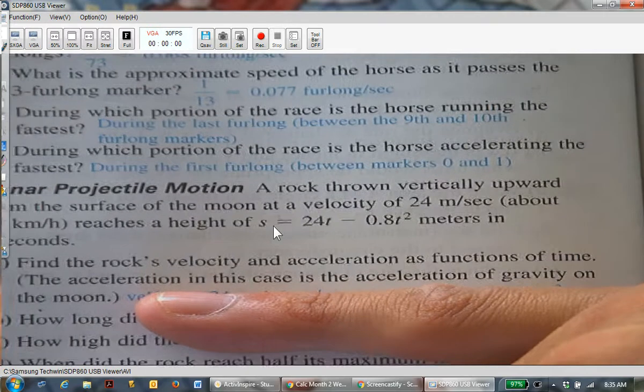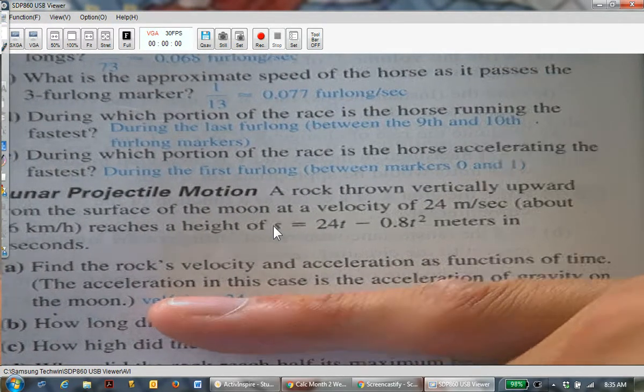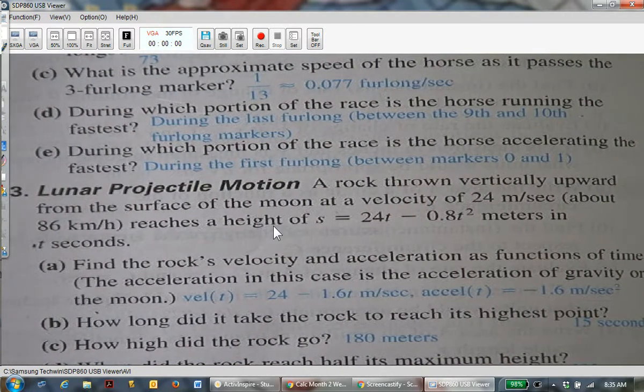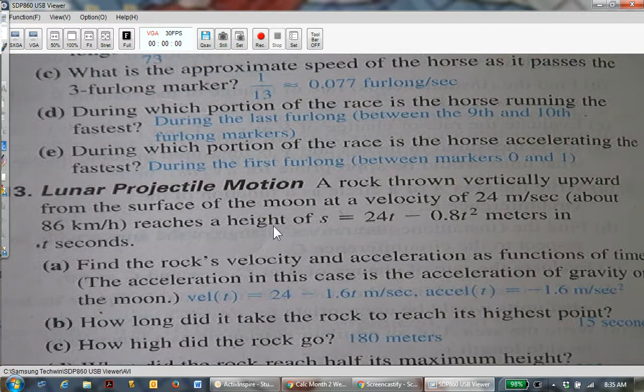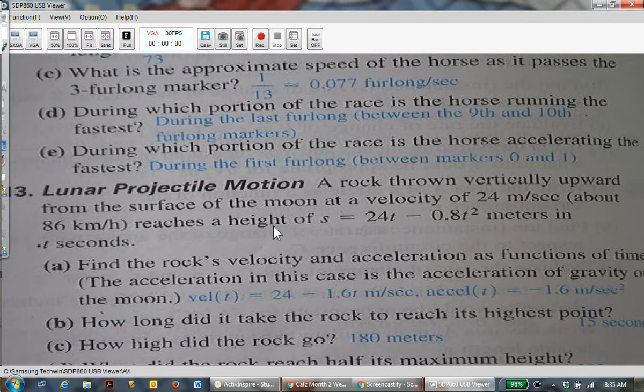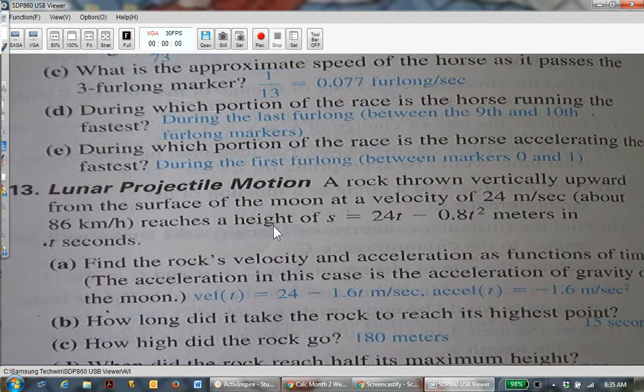I want you guys to work on part A. I gave you some information, now disseminate it. What does it all mean? Get up now with a partner, and please find the rock's velocity and acceleration as a function of time. How would you do that?